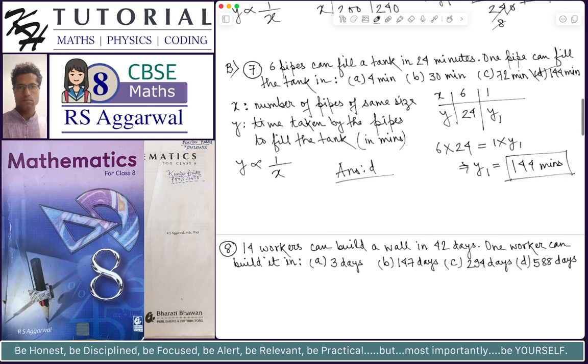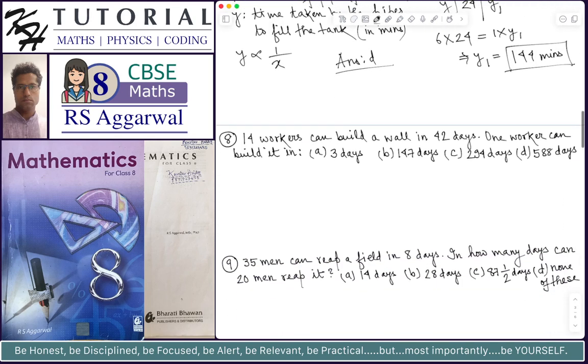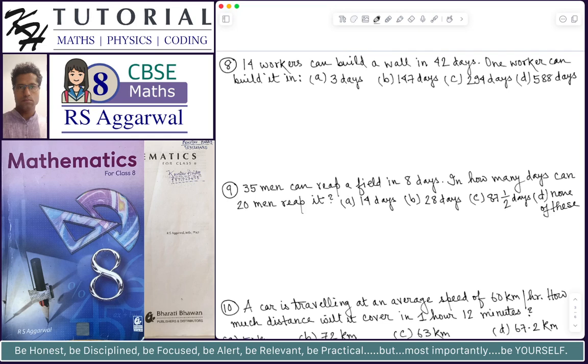Okay, let's do problem number 7. 14 workers can build a wall in 42 days. One worker can build it in. So this is about, again, number of men, constant work, and the time taken to do the work. The constant work is building a wall. Now why is it constant? Because the workers are building the wall, the length or the height of the wall is fixed, it is not changing.